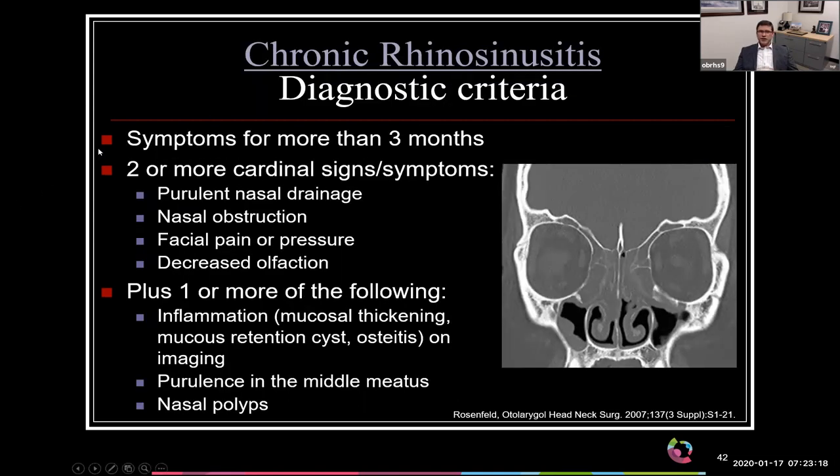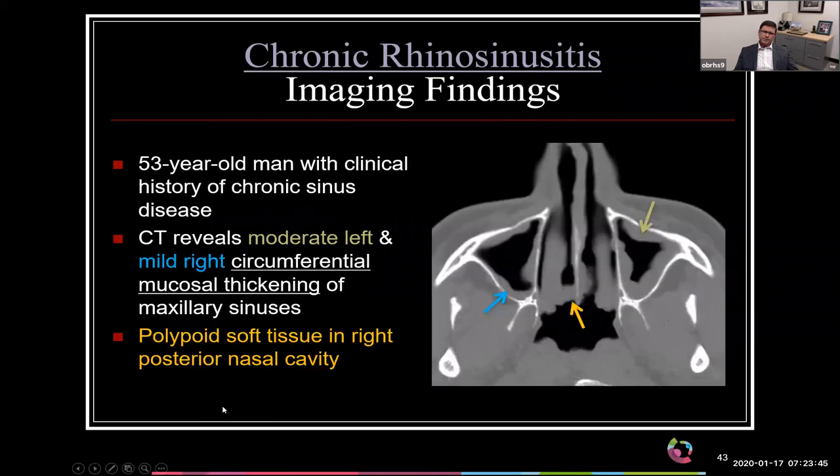So in terms of chronic sinusitis, they have to have symptoms for more than 3 months. These are the cardinal signs and symptoms that the patient will either present with or that we'll see on clinical examination. They need two of these plus one of the following findings, and this is where imaging comes into play: inflammation on imaging, that's mucosal thickening, typically greater than 3 millimeters, mucus retention cysts, or osteitis. And then also occasionally we can see nasal polyps on imaging as well.